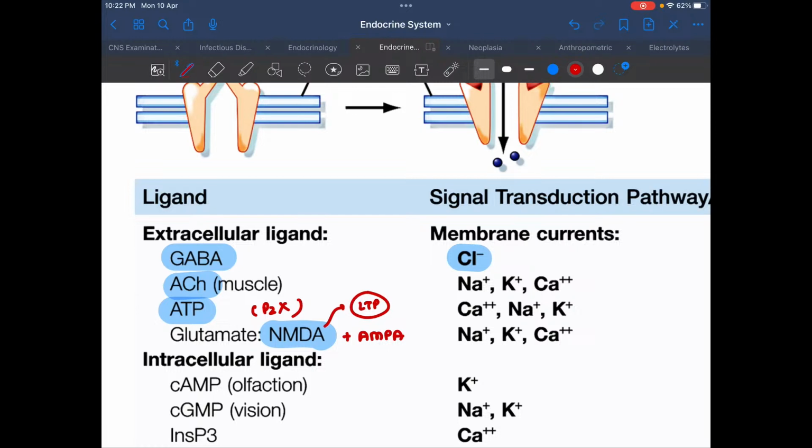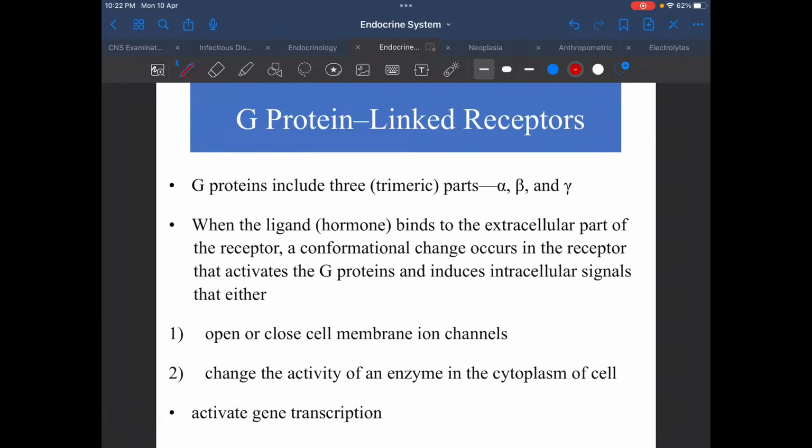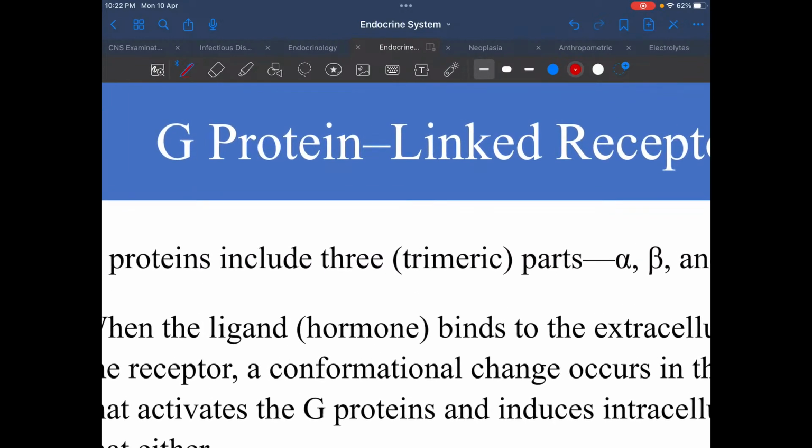So these are some of the extracellular ligands that we talk about. Alright? So next we are going to discuss the G protein linked receptors. What do I mean by G proteins? Actually, we can have two types of G proteins: large G proteins or smaller G proteins. What we are going to discuss now are the large G proteins.